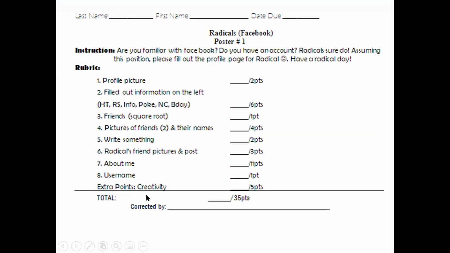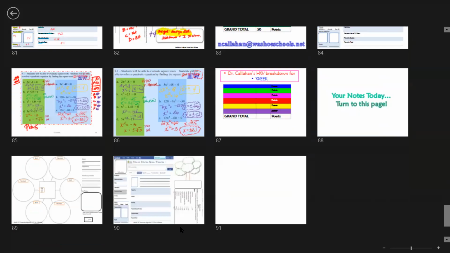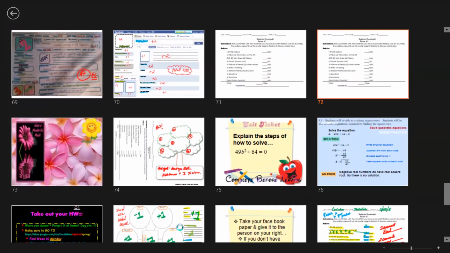All right, so this is your rubric for it. And that pretty much concludes everything we'll be doing today, you guys.